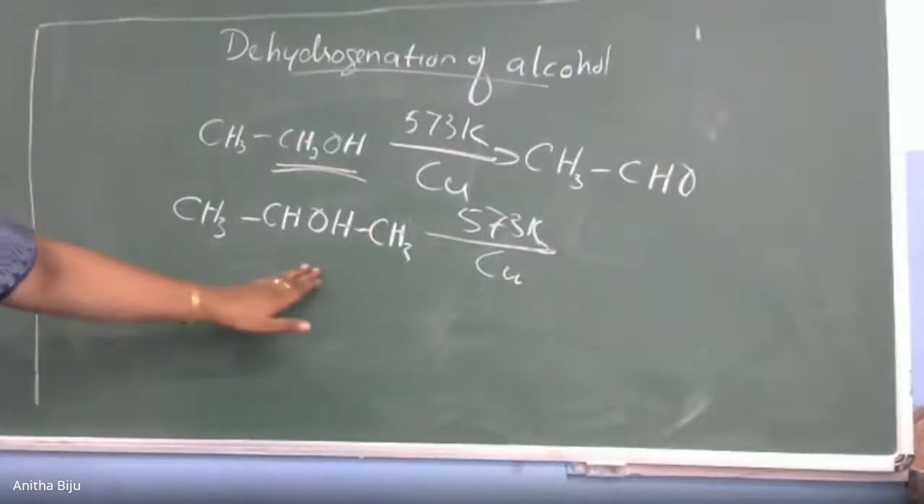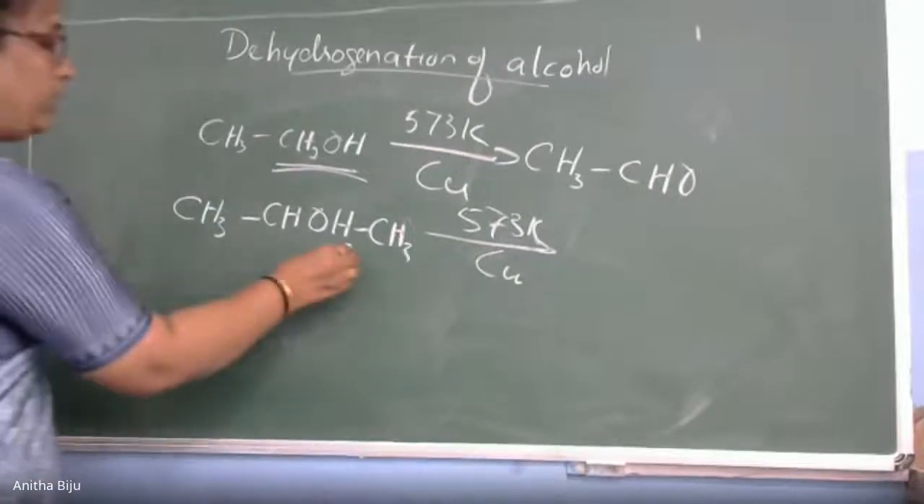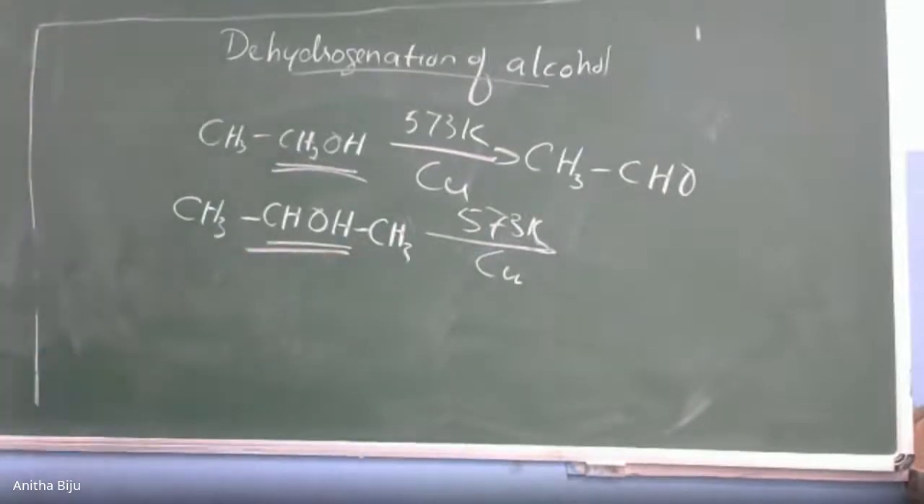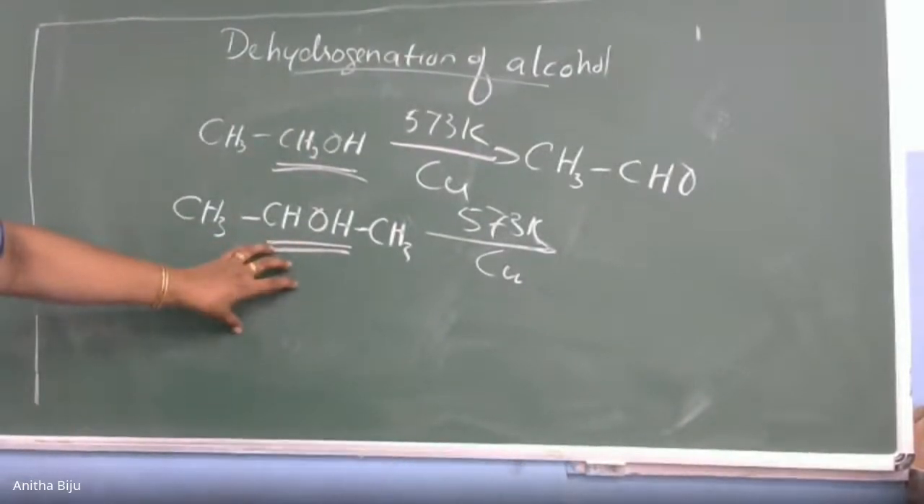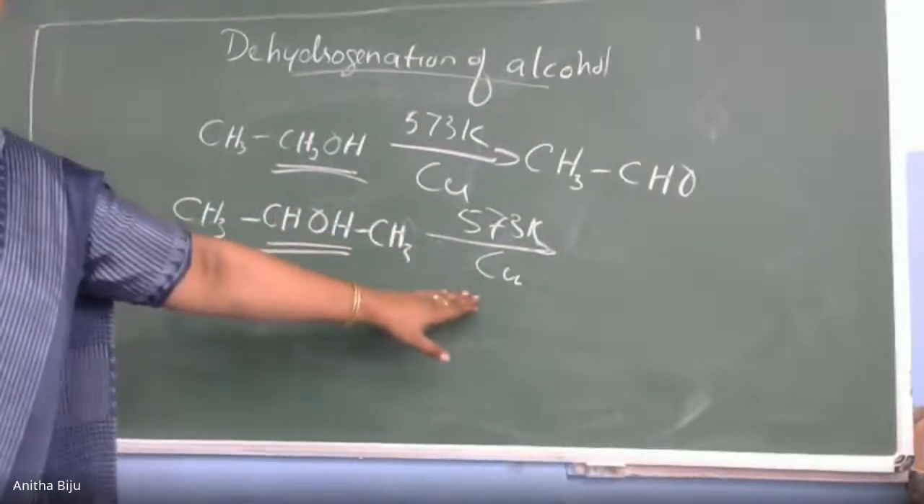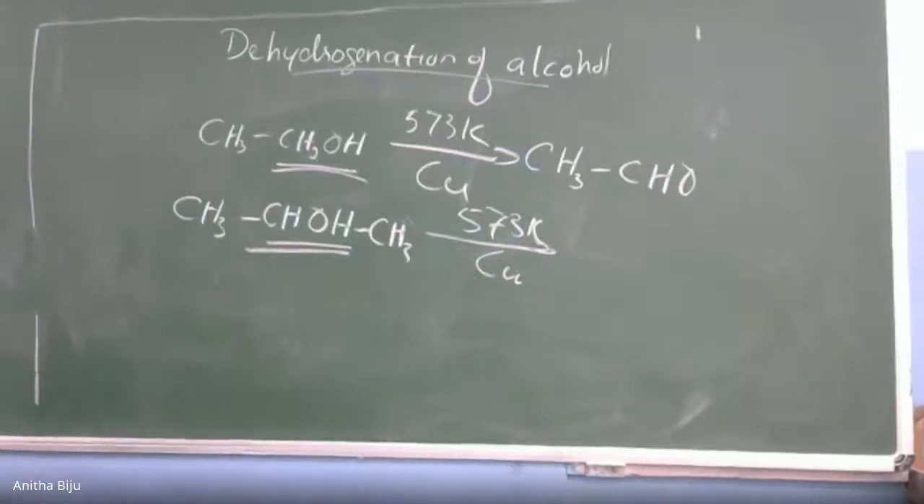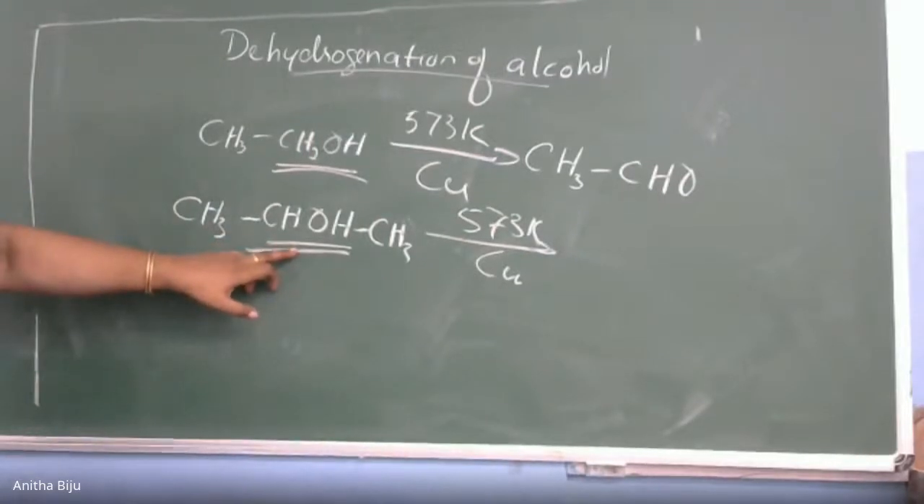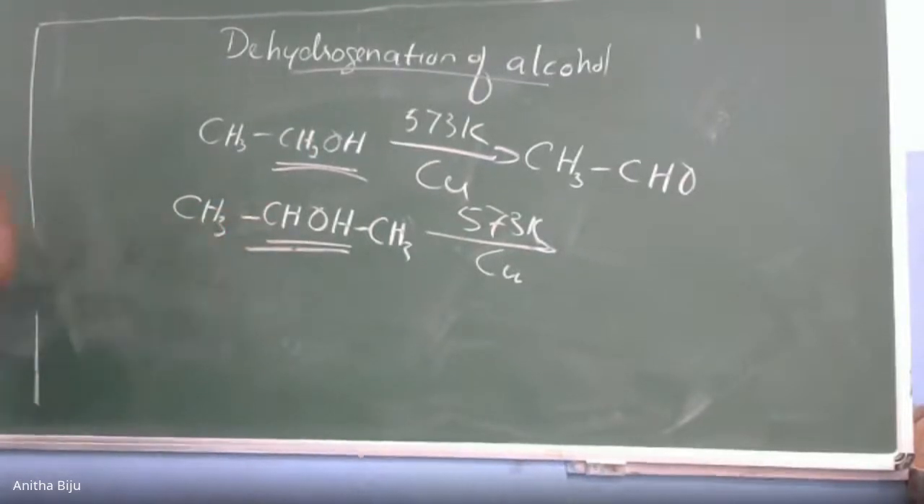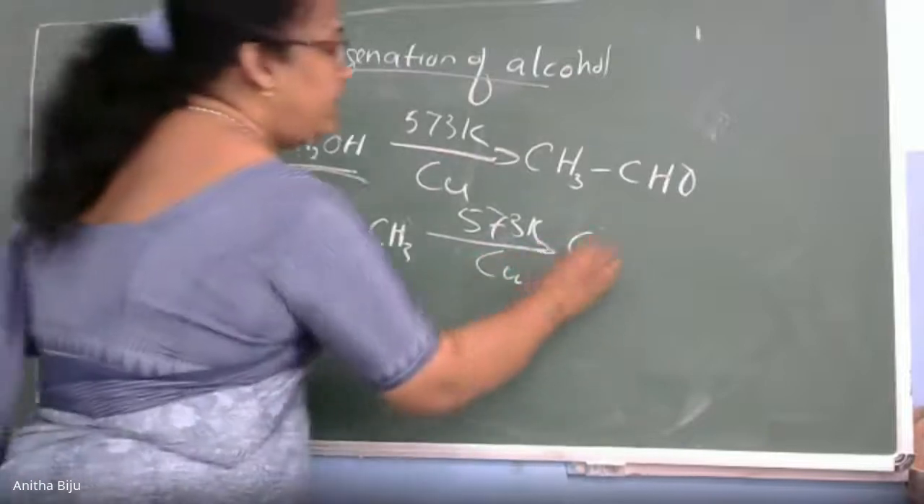Here I have taken propan-2-ol, a secondary alcohol. You can see the functional group of secondary alcohol, CHOH. The vapors of secondary alcohol are passed over heated copper catalyst at 573 Kelvin. We get the corresponding ketone. The secondary alcoholic functional group is converted into a ketonic functional group.